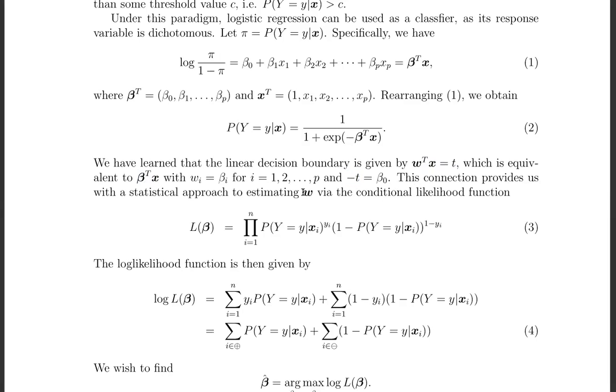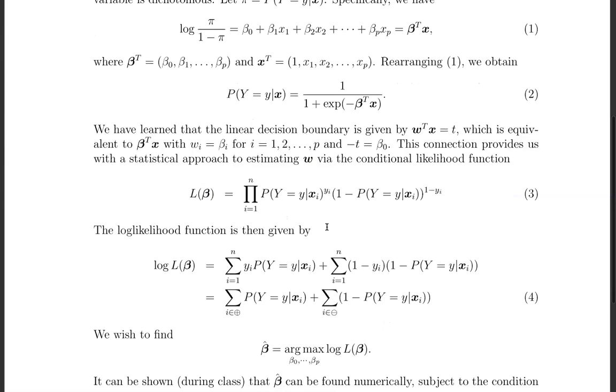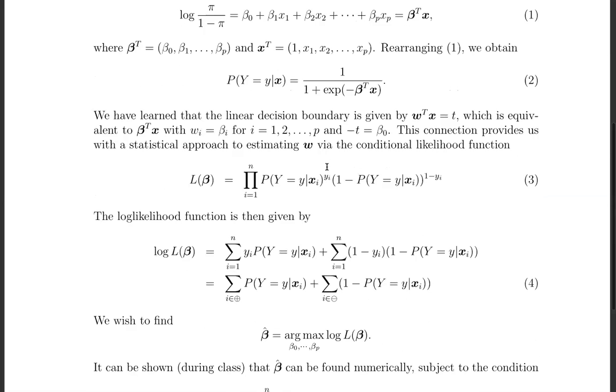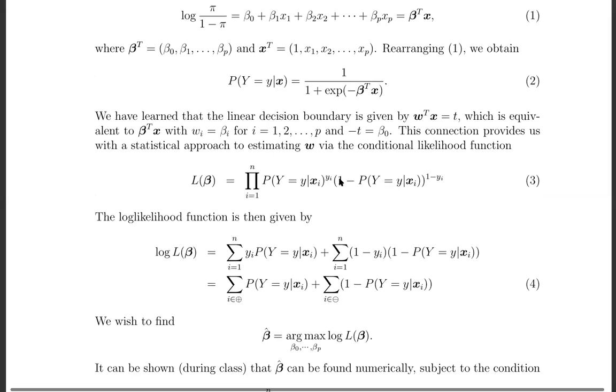Now, statistically, to estimate your W, you use something called a conditional likelihood function. For example, you observe a certain number of, in this case, your yi are 0 and 1 here. So you observe a certain number of zeros and you observe a certain number of ones.